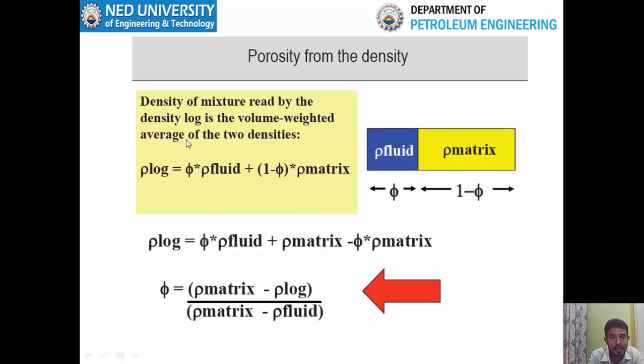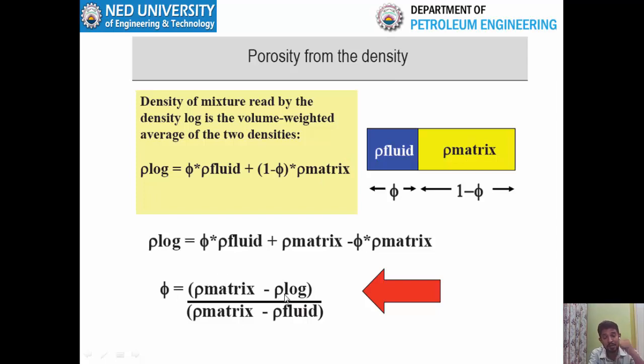And when you want to estimate porosity from this formula, you rearrange the equation and the final equation becomes: porosity is equal to density matrix minus density log, divided by density matrix minus density fluid. Density matrix is the density of the solid, the matrix. For example, for limestone, if the solid is composed of calcite, which is limestone, then the density of matrix, which is 2.71, has to be placed in this equation.